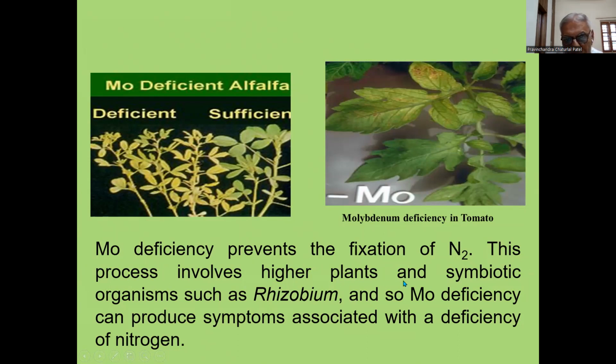This process involves higher plants and symbiotic organisms such as rhizobium, and so molybdenum deficiency can produce symptoms associated with the deficiency of nitrogen. So when there is a molybdenum deficiency in soil, nitrogen fixation is prevented, and we can also observe the deficiency of nitrogen because nitrogen is not sufficiently obtained by the plant. And you can know that the deficiency of nitrogen appears on the lower leaves of the plant.